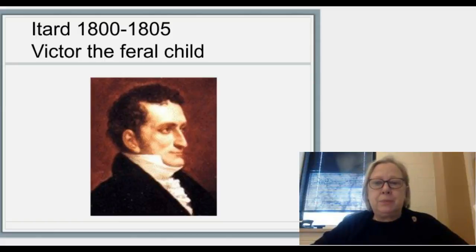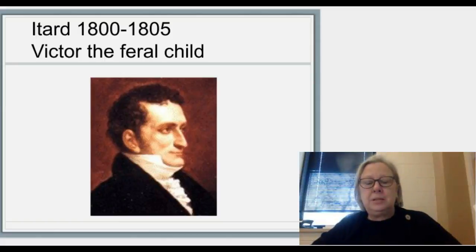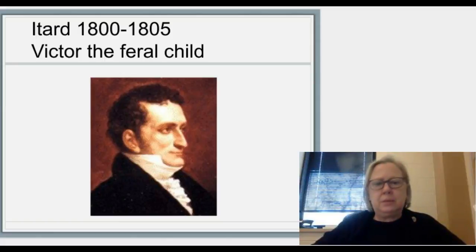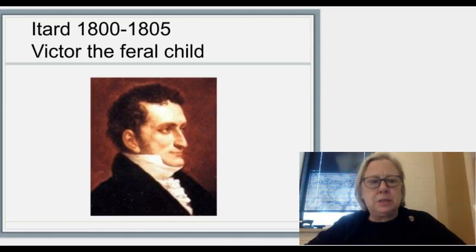So he had some, obviously, intelligence. He had the instincts to survive, but he didn't have the skills to survive in society. So Itard was somewhat successful in teaching Victor how to have certain social behaviors. He could appear in public. He could eat with eating utensils, and he had some very basic communication skills, but he was never able to fully function as an adult in society.